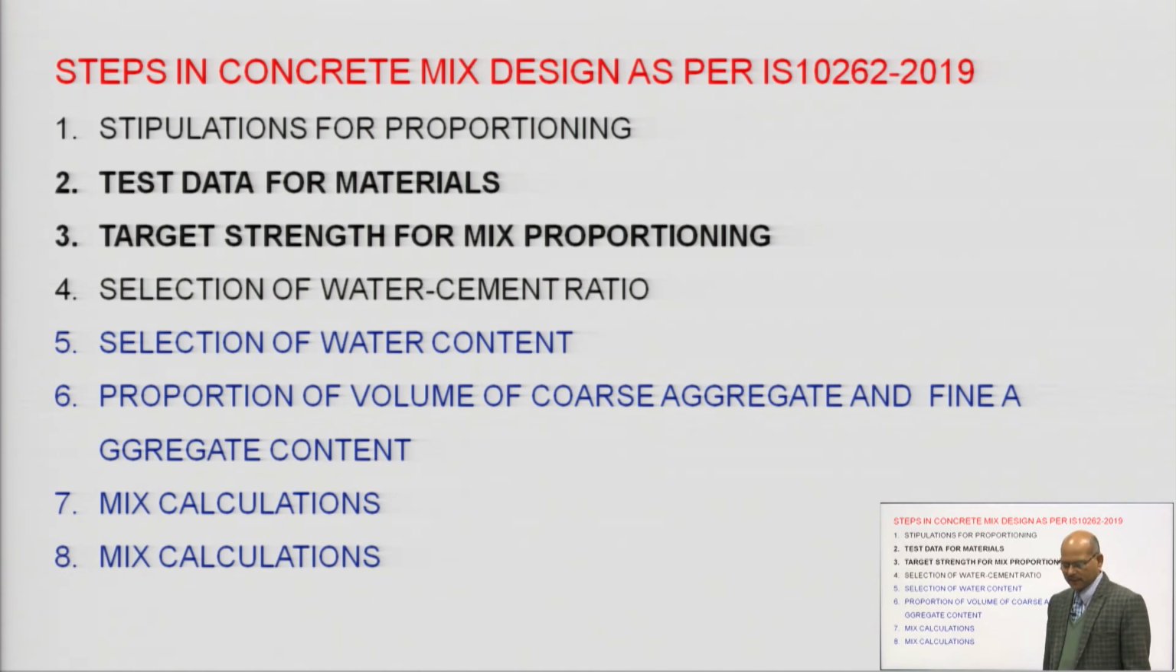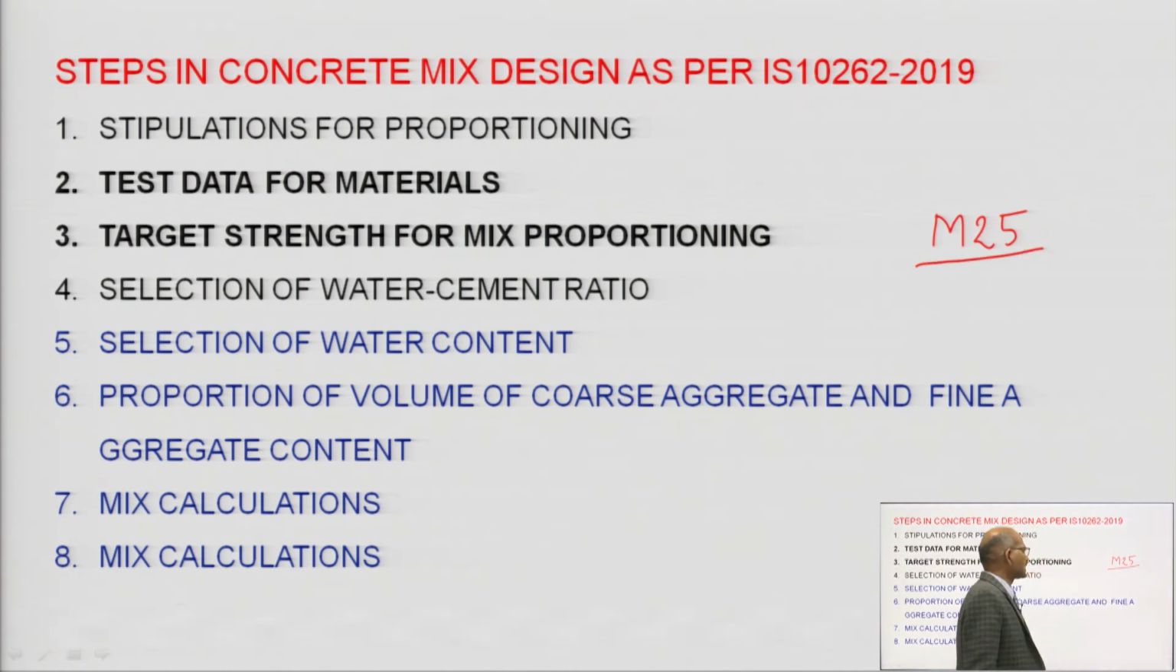So, the third step is target strength for mix proportioning. Whatever the target is given, say I have told I want to design M25 grade concrete. Concrete is not very homogeneous in nature and many different steps are involved in concrete processing. So, we have to give a certain margin, because quality control at each and every stage is not always possible, or the contractor may not be of very good quality. So, you have to increase the mean target strength. So, that data is required.